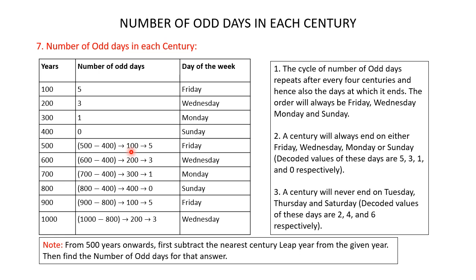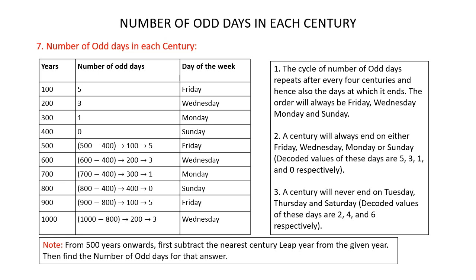Now we know that in 100 years there are 5 odd days, which means in 500 years also there will be 5 odd days. Similarly, if we take 600 years, the nearest century leap year here would be 400. So 600 minus 400 is 200, and we know that in 200 years there will be 3 odd days. So 600 years also has 3 odd days. Similarly for 700 and 800.